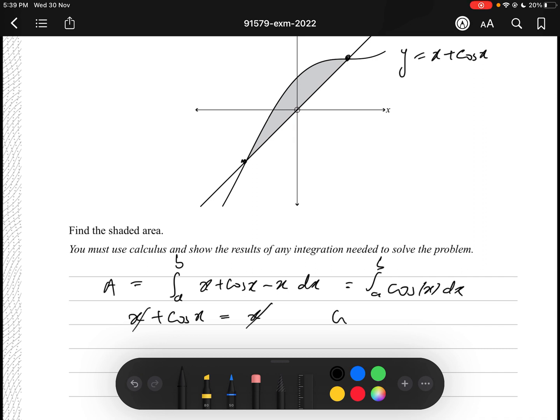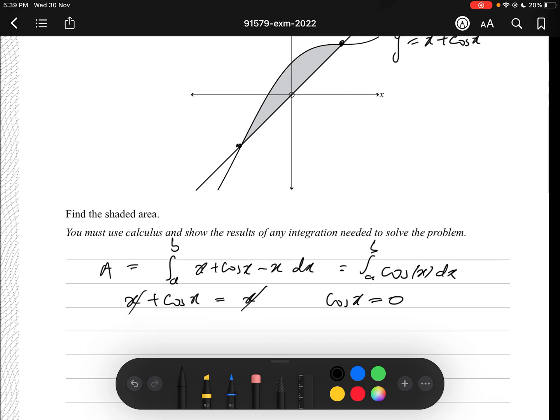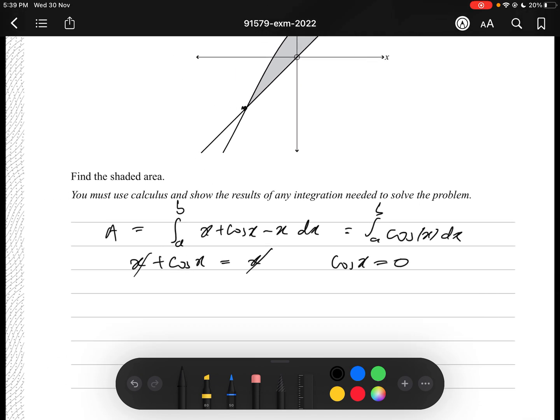So cos x equals 0. To solve cos x equals 0, I always find it helpful when you're working with cosines and sines, you can always just use a unit circle, and in this case cosine would be the horizontal component, so you're going to find when that's equal to 0. So we're going to have this point here, that point there, and in this case this will be pi over 2 and this will be negative pi over 2.